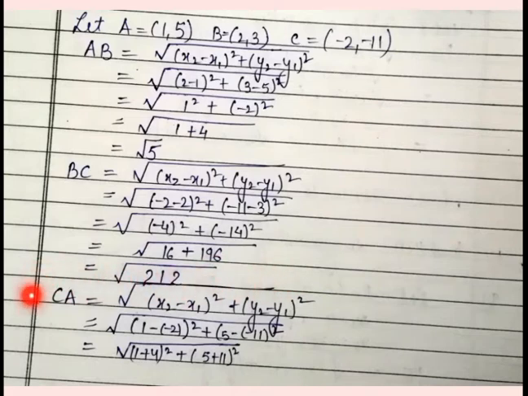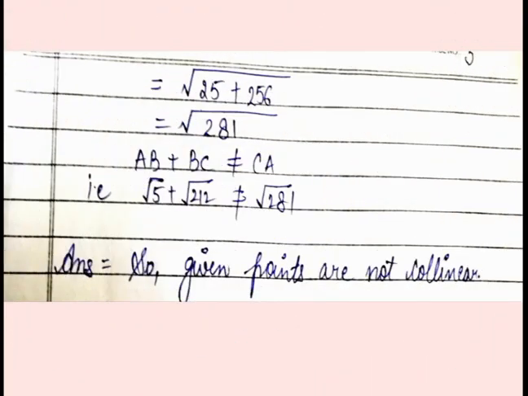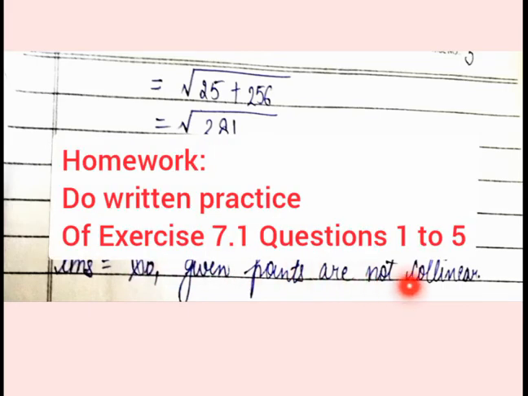Similarly, find the distance between C and A point. You will get distance between C and A is under root 281. Now AB, under root 5, plus BC, under root 212, is not equal to CA, that is under root 281. AB plus BC is not equal to CA, that means points are not collinear.